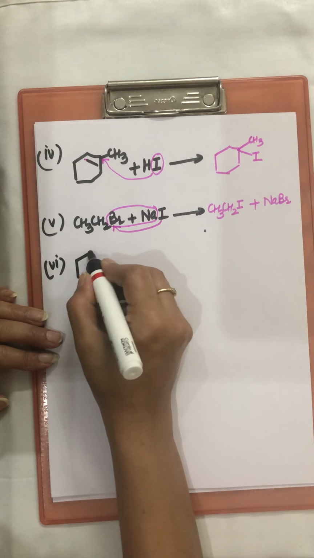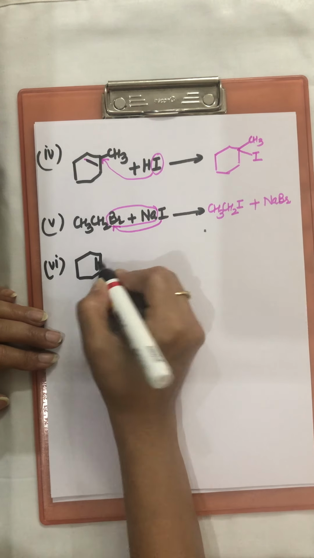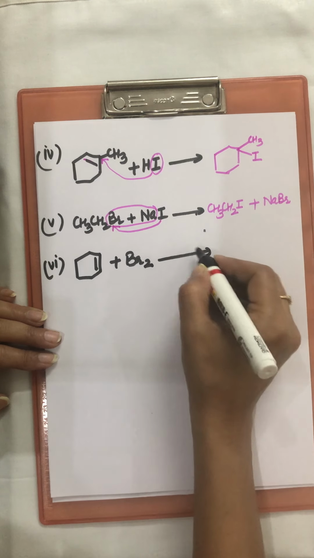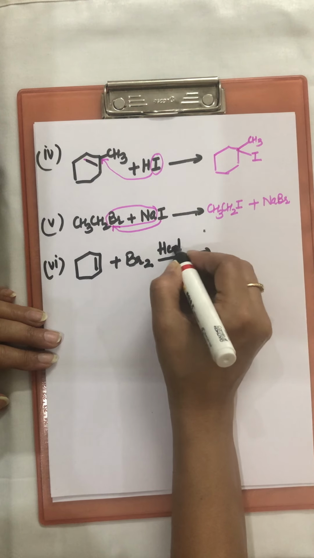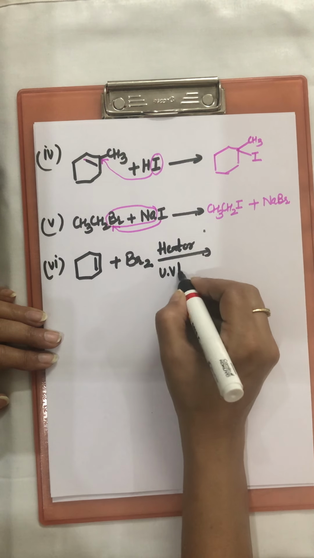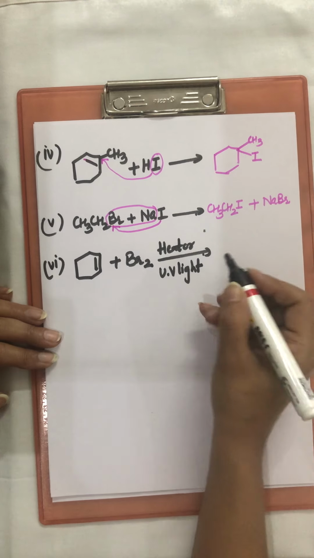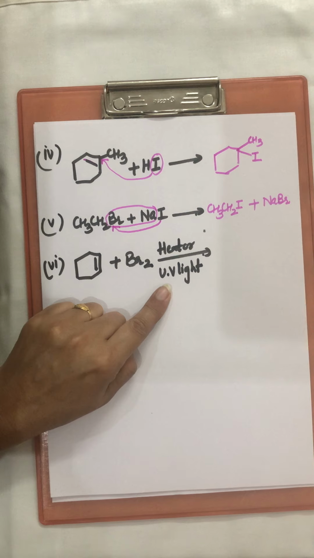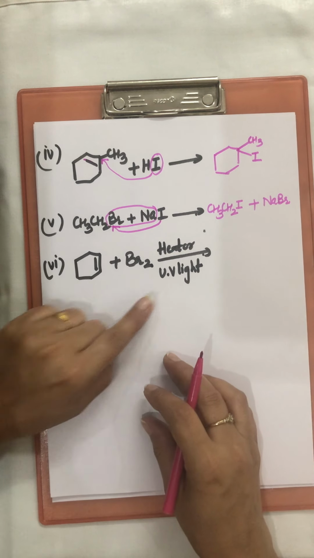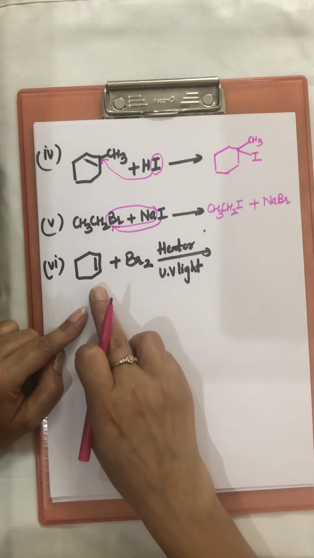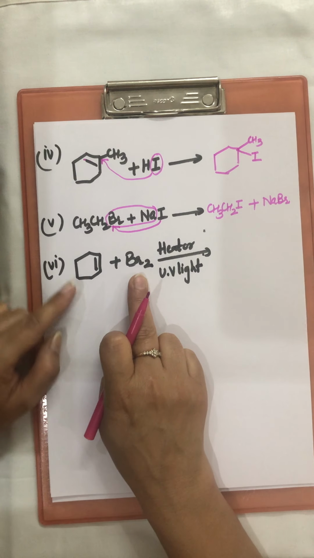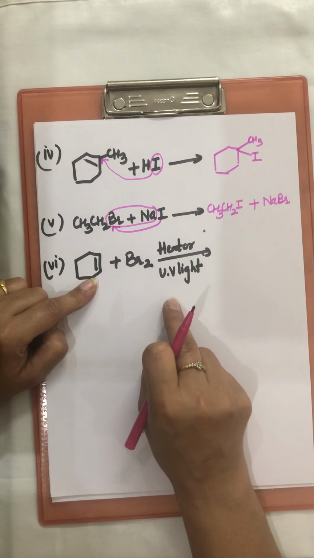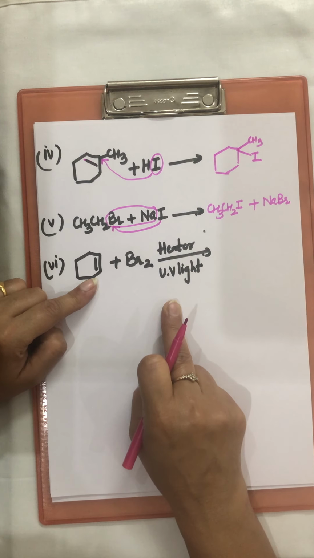Last part. To this cycloalkene, when bromine is added, the condition here is heat or UV light. We know when we use halogen and heat or UV light, then a substitution reaction takes place, not addition. So Br2 will not add to the side of the double bond. Instead, because of heat or UV light, substitution takes place.